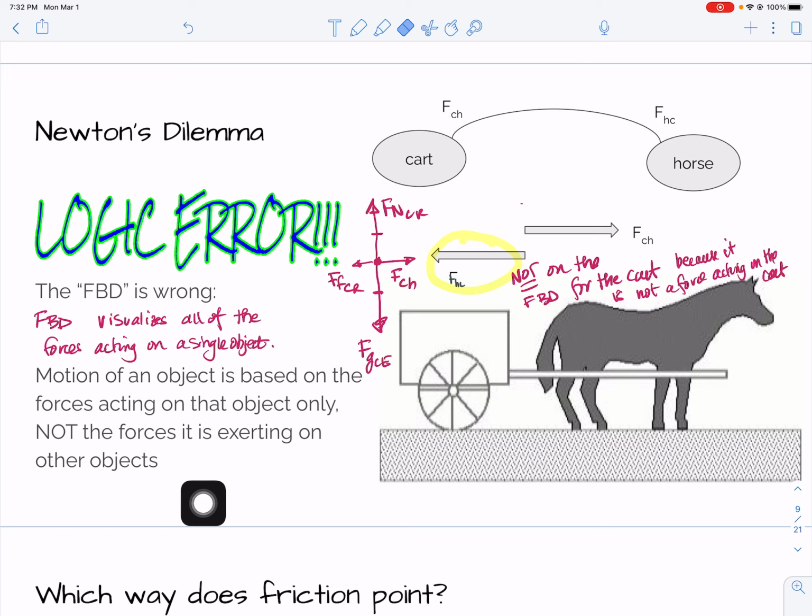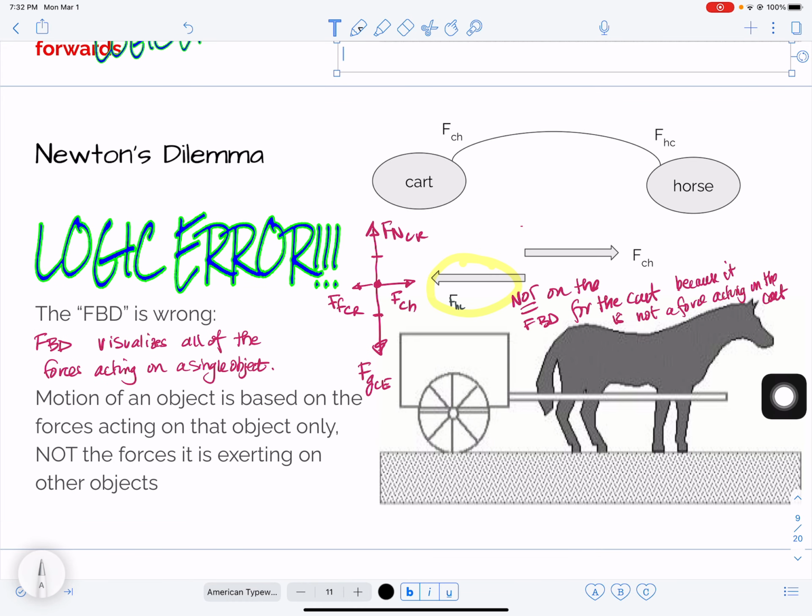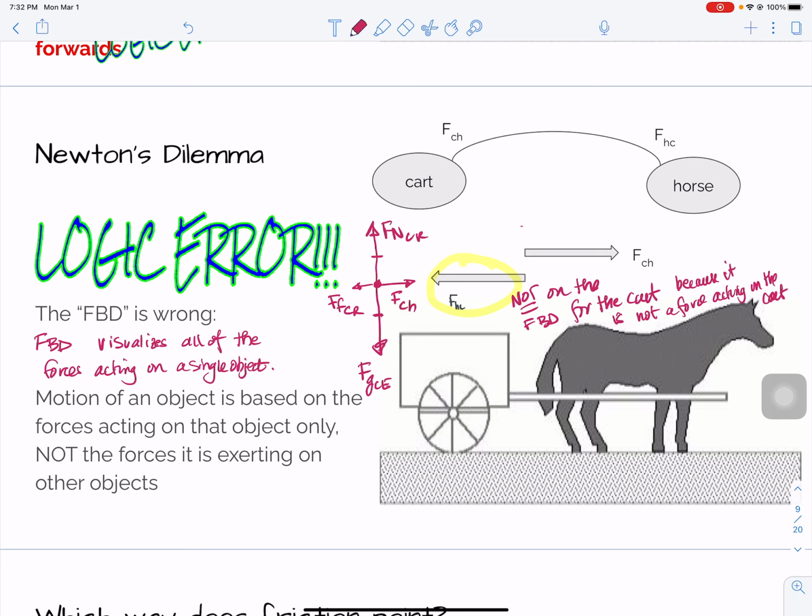So this is the problem with the cart and the horse problem, is that people think, oh, well, Newton's third law, these are balanced, so it can't move. But the problem is these forces are acting on different objects. This force, I'm going to change colors. Okay, this force acts on cart, and so it will be on the free body diagram for the cart. This force acts on horse, and so it will be on the free body diagram for the horse. So these two forces act on different objects.